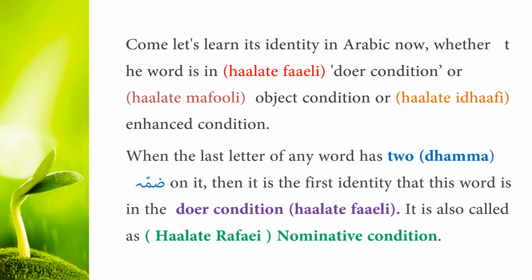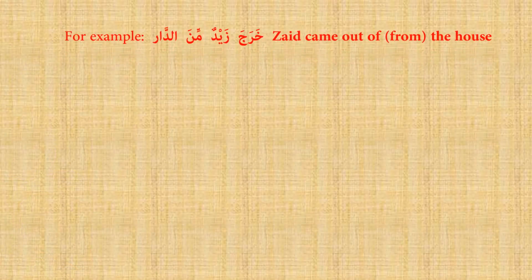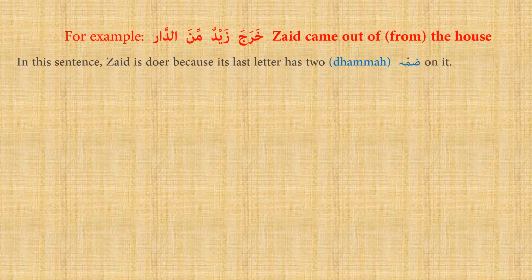When the last letter of any word has 2 dhamma on it, then it is the first identity that this word is in the doer condition, halat fa'ili. It is also called halat rafa'i, nominative condition. For example, kharaja zaydun min ad-dar. Zaid came out of the house. In this sentence, Zaid is doer because its last letter has 2 dhamma on it.